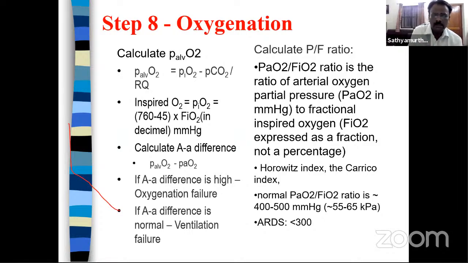And in day-to-day practice, whenever you look at your PaO2 in your ABG, that is the partial pressure of arterial O2, you always calculate your PaO2/FiO2 ratio, and this goes by the name of the Horowitz ratio or the Carrico ratio. Normally, it's about 400 to 500 millimeters of mercury. In ARDS, whenever it comes below 300 we call it ARDS, and less than 100 is severe ARDS. So this is one index we usually use whenever we talk about oxygenation of the patient: the PF ratio.